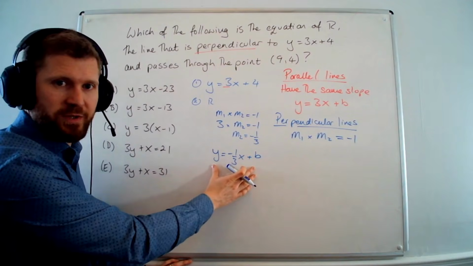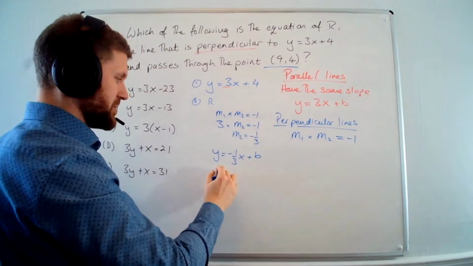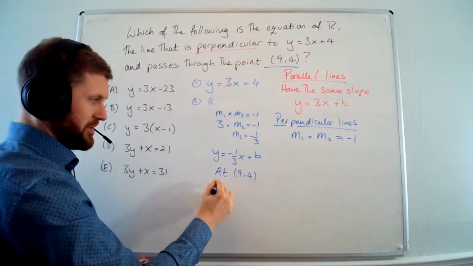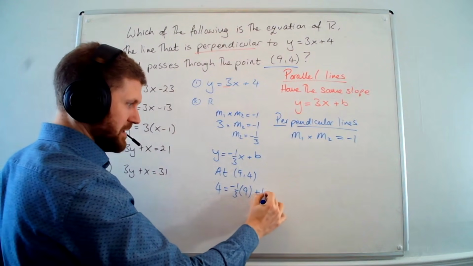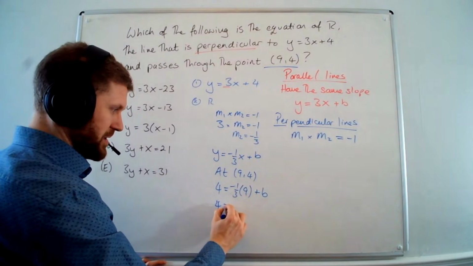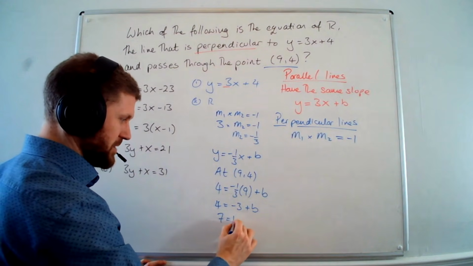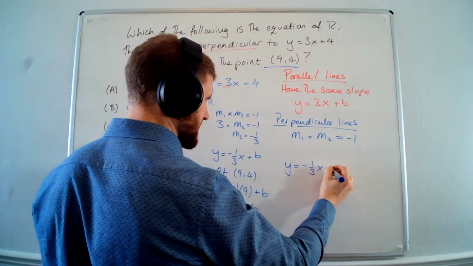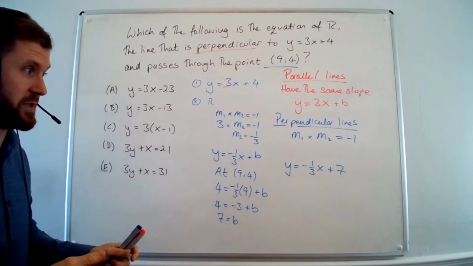All right, so I've got the beginnings of my equation. I just need to find out what this intercept is. I'm told this line goes through the point (9, 4). And so my y-coordinate of that point is 4, and that equals -1/3 times the x-coordinate, which is 9, plus b. Now I can expand this set of parentheses. So 4 equals -1/3 times 9, which gives me -3, plus b. So 7 equals b, and I know the equation of my line is y is equal to -1/3 times x plus 7.